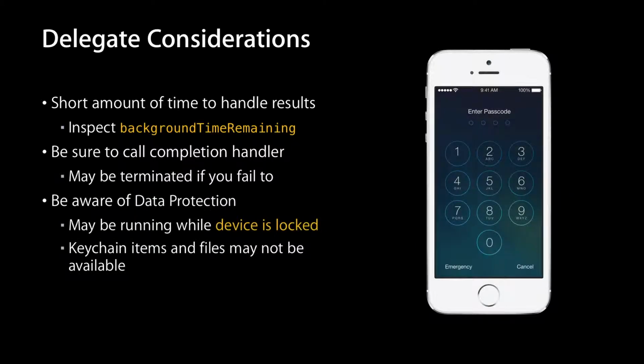Now, it's also very important to be aware of data protection. As you adopt this new API, this may be the first time that your game is actually in the background and running. And in some scenarios, when you're in the background, if the device is locked and there's a passcode on the device, then some files on disk and items in the keychain may not be available. And this is because of how data protection works. So if you're not familiar with data protection, this is a really important thing to read up on. And actually, in the security part of this talk, we're going to go into more details on data protection.